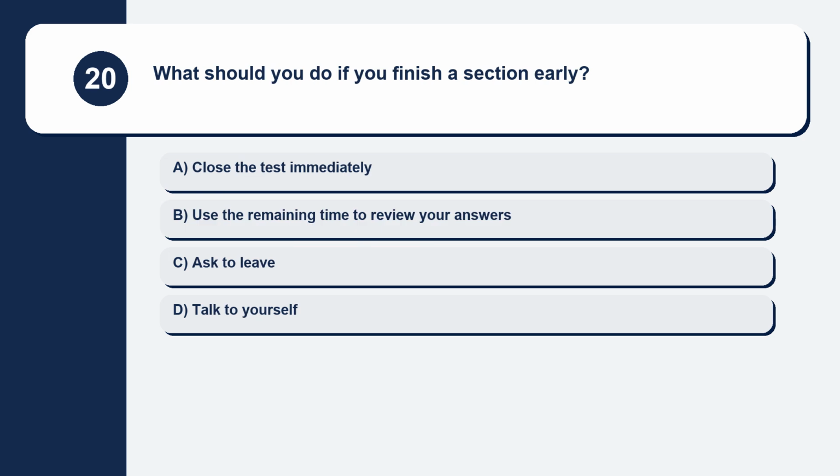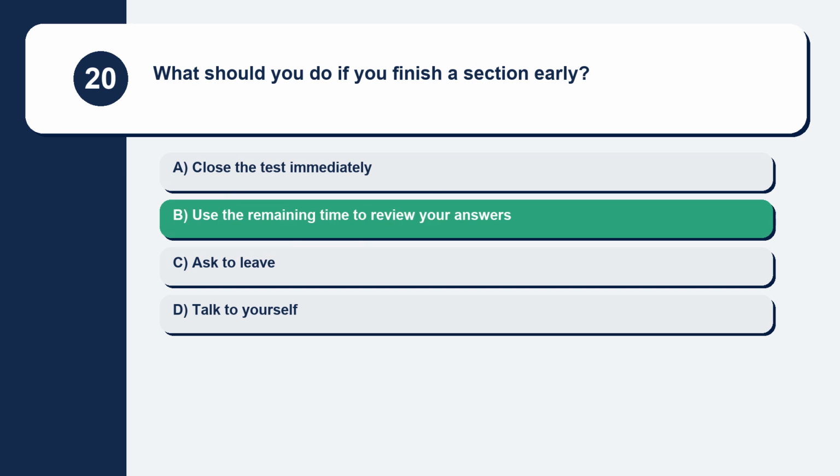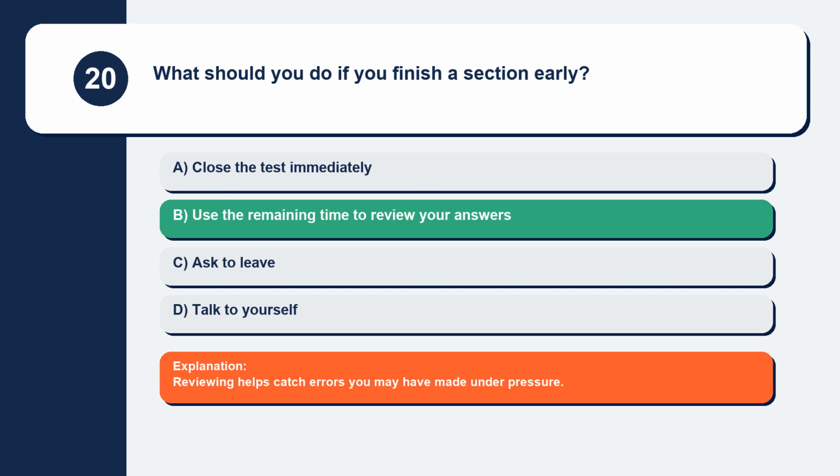Question 20. What should you do if you finish a section early? Close the test immediately. Use the remaining time to review your answers. Ask to leave. Talk to yourself. Reviewing helps catch errors you may have made under pressure.